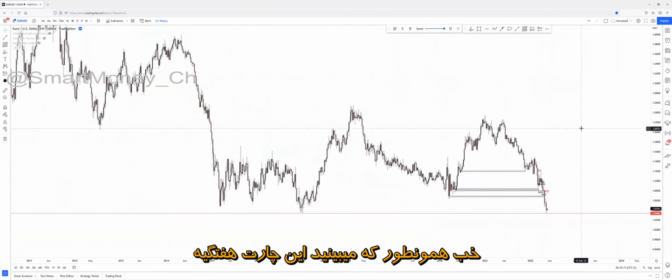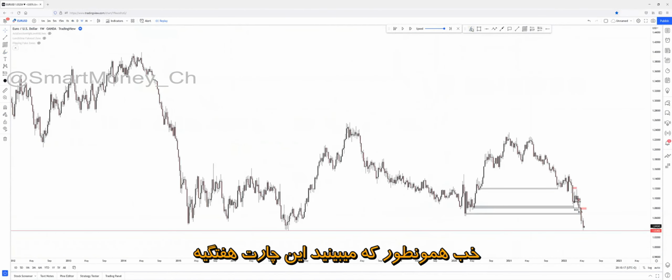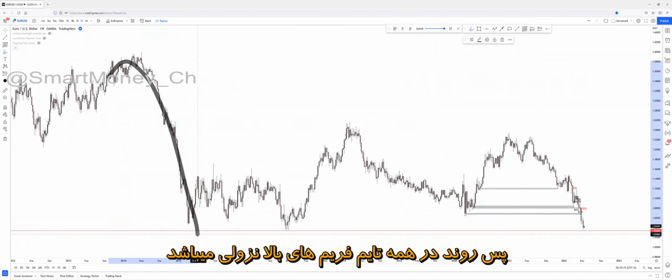So as you can see, this is the weekly chart, and price is creating a downtrend on the weekly chart too. So every single higher time frame trend is following a downtrend.